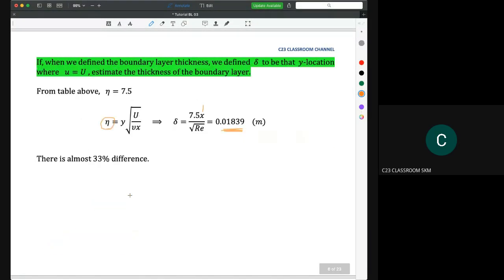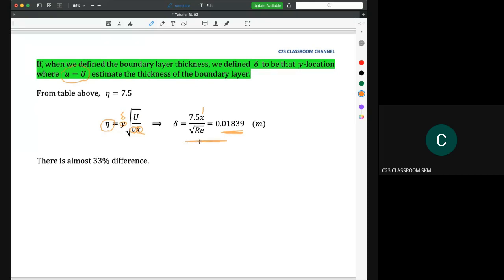That is the situation. Okay, so di sini kita masukkan nilai Y di sini sebagai delta. Kenapa? Kita tahu delta adalah distance of Y from U equal to 0 to U equal to 99%. Or in this question, we aim for U equal to capital U. This is the value of kinematic viscosity, and the x here is the length of the plate. Then you substitute everything, we could have this equation, and then we could calculate it. So the delta is 0.01839 meters.